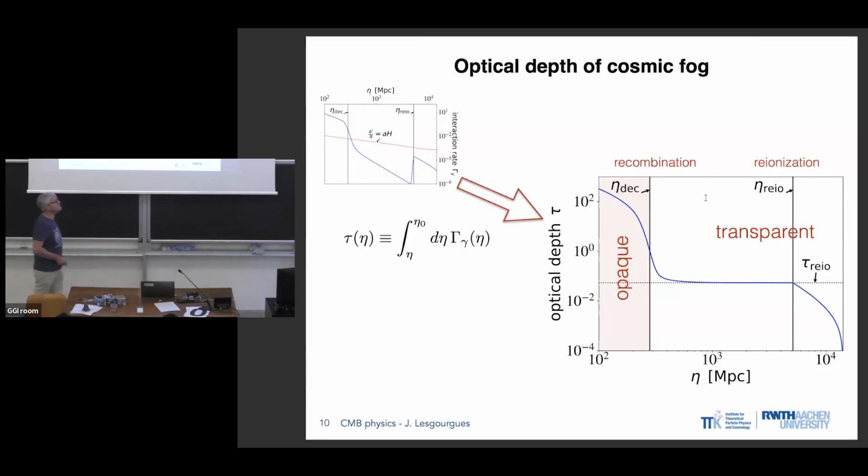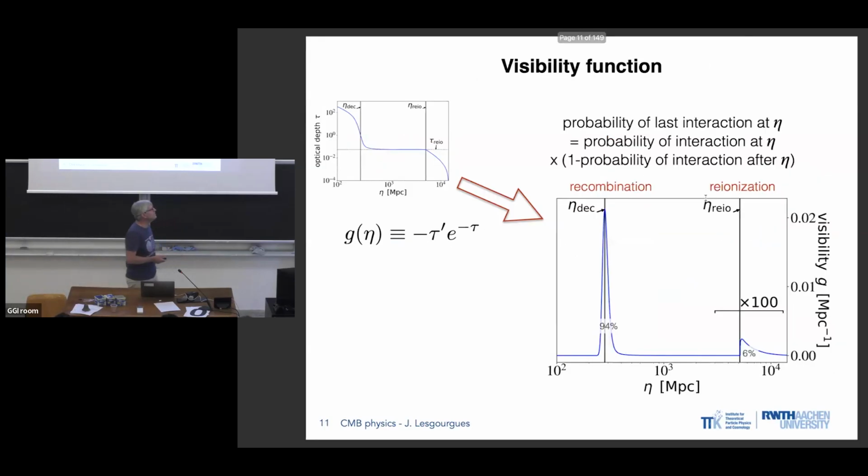Finally, after defining the optical depth, you can go to the next step and define a function that will play a huge role in our mathematical description of the CMB. And this is the visibility function. The visibility function is minus tau prime exponential minus tau.